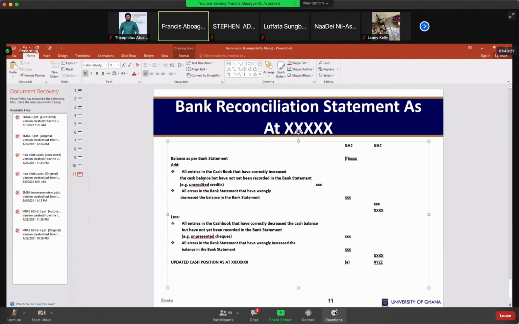So take it this way. If we start with the bank statement balance, then we are going to add uncredited checks and subtract unpresented checks. But if we start with the adjusted cash book or updated cash book, we are going to add unpresented checks and take away uncredited checks. Okay. I should have done the other one too, so that it will be easier for you to appreciate.